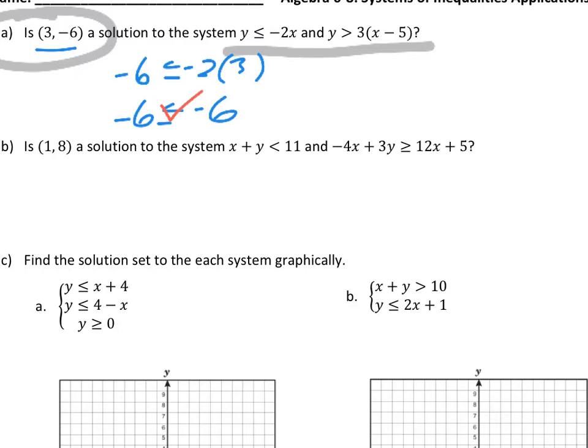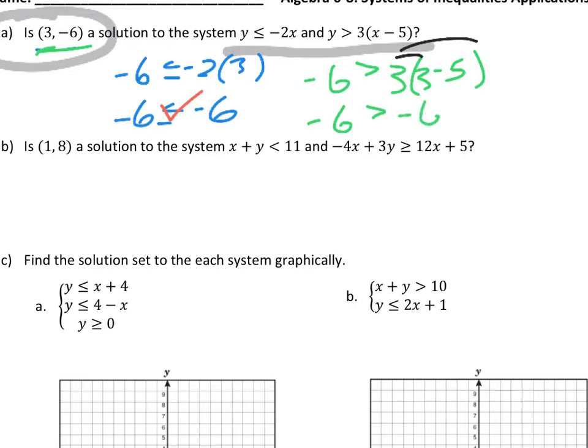The second one, y is greater than. So -6 is greater than. Again, I'm just using my ordered pair there. 3 times the quantity x minus 5. And again, x is now 3. Again, do the math. In case you're forgetting, this is a distribution problem. Or we could follow the order of operations and get 3 times -2. But again, no matter which way you do it, you get -6.